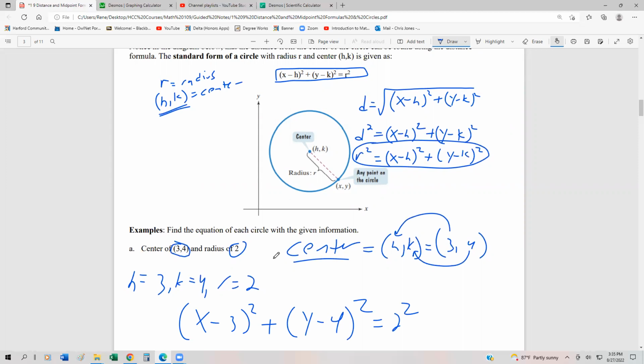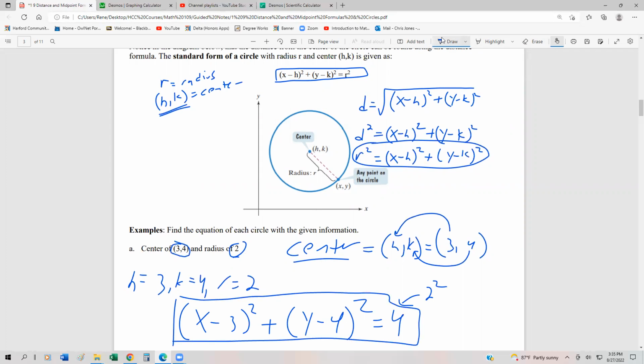Of course, we know that 2 squared is going to end up being 4, so we want to simplify that and make it a 4. I'll put a note right here that that's 2 squared. That's going to be our equation of the circle. Really easy. Looking at this, I would say there's a center of 3, 4, and the radius is 2. We're going to do that a little later once we start going backwards.